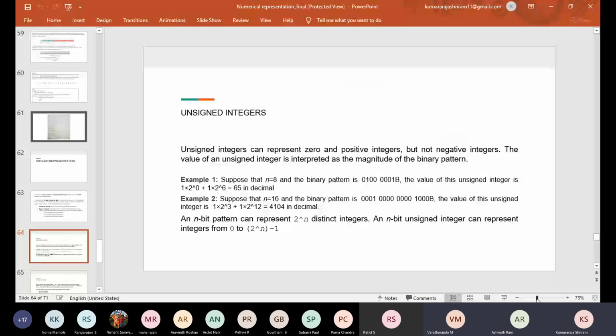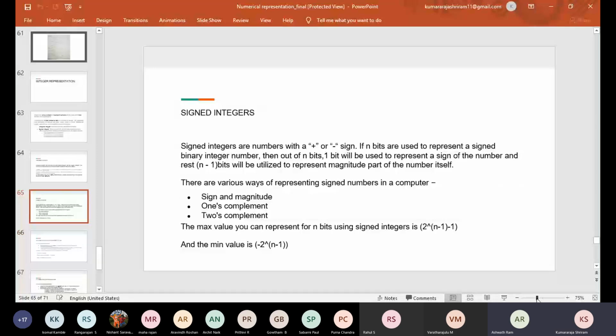Yes, so this is the unsigned integers part. So we have already discussed on how to convert a binary pattern in its unsigned binary pattern into its unsigned integer form. It has been discussed by Archit. So we can move to the next slide. Kumar Raja, next slide.